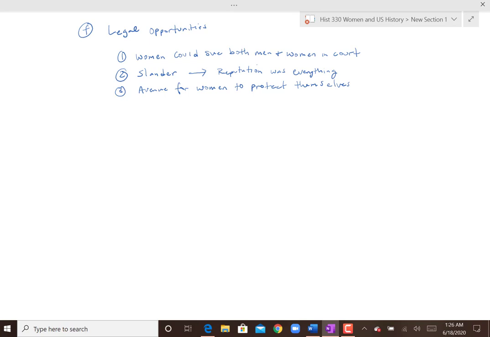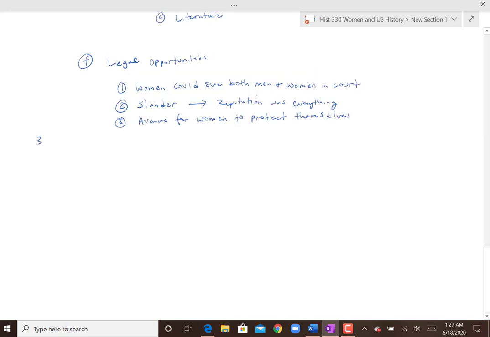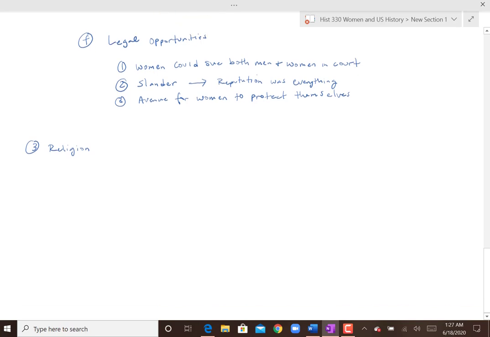And women sued a lot. They were prolific within the court system, because of how much your reputation, especially for women, but men too, was incredibly important in Puritan society, and so they were active participants in it. But again, it was unique, because you don't see that type of legal authority outside of Puritan society in the early colonization period.